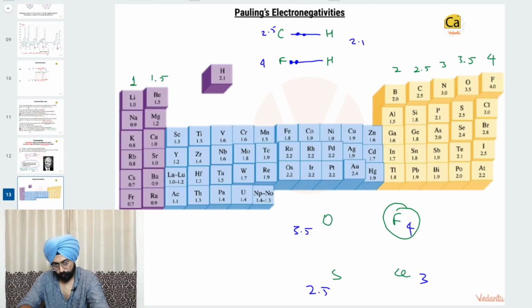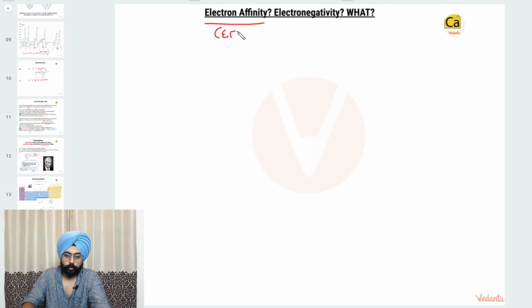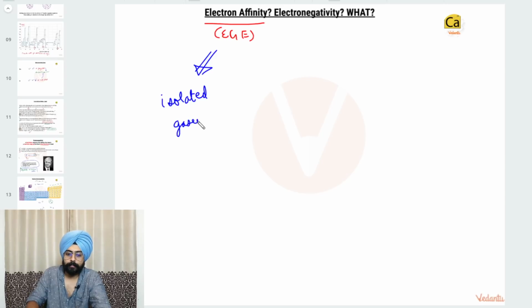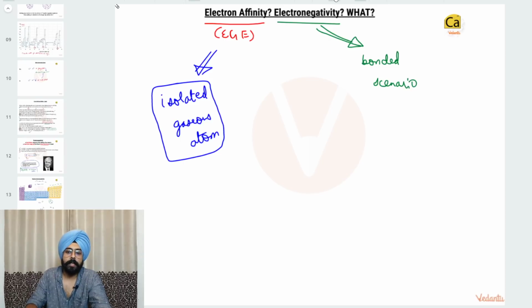Cool. So my dear friends, always remember that electron affinity, or electron gain enthalpy, I'll write it here in brackets, electron gain enthalpy, is defined for an isolated gaseous atom. Alrighty, this is defined for an isolated gaseous atom, whereas electronegativity is defined for a bonded scenario. Okay, it's defined for a bonded scenario.